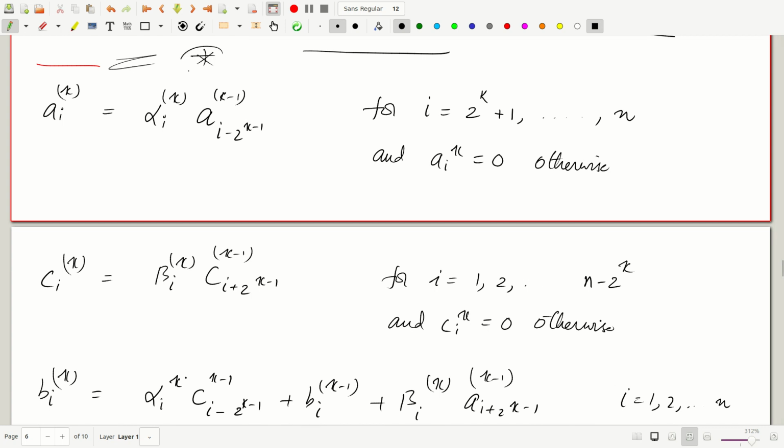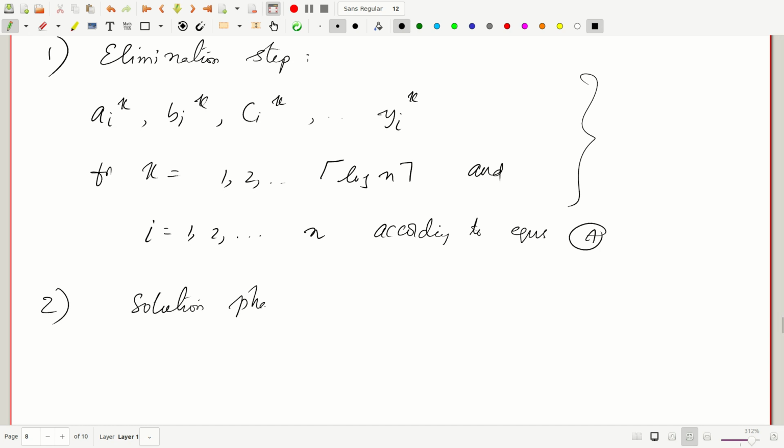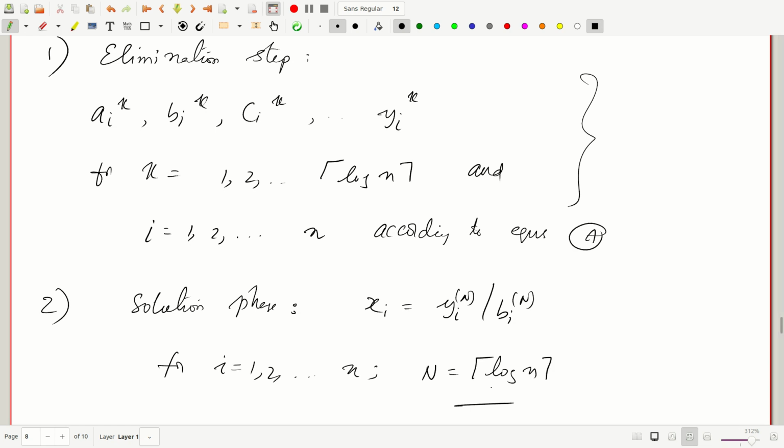Let me write these as equations A. Compute them according to equations A. Once we have them, you use a solution phase. In the solution phase, you can calculate x_i equals y_i^N by b_i^N, for i equals 1, 2, all the way to n, with capital N equals log little n, the upper limit. Okay, that's it. So we are able to calculate this.